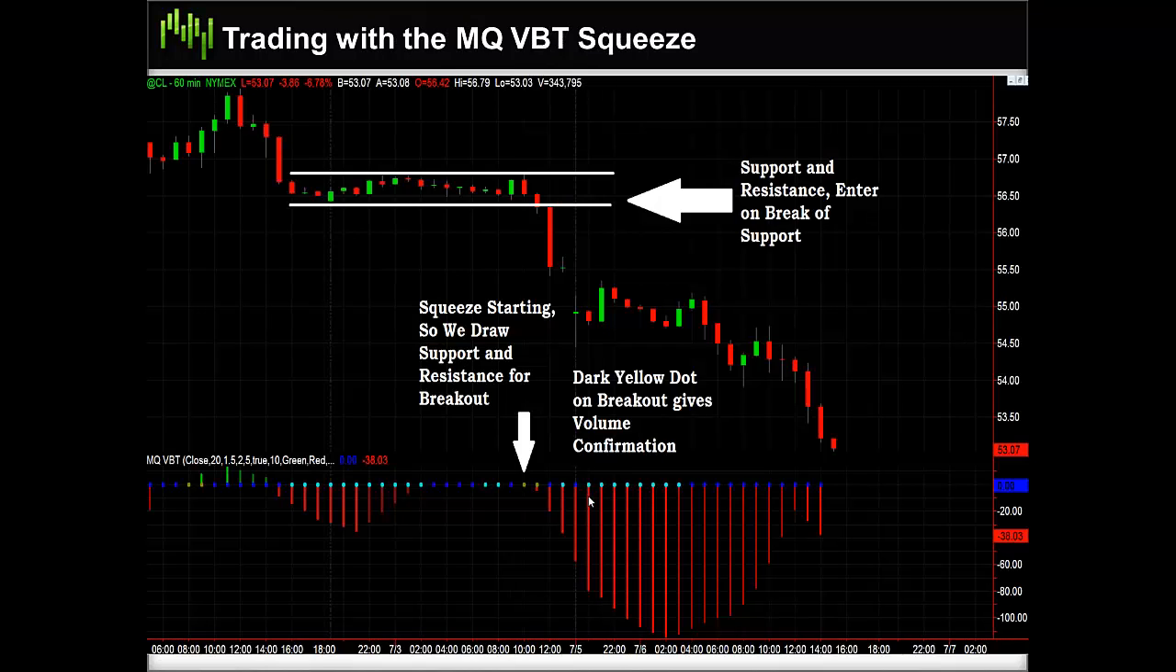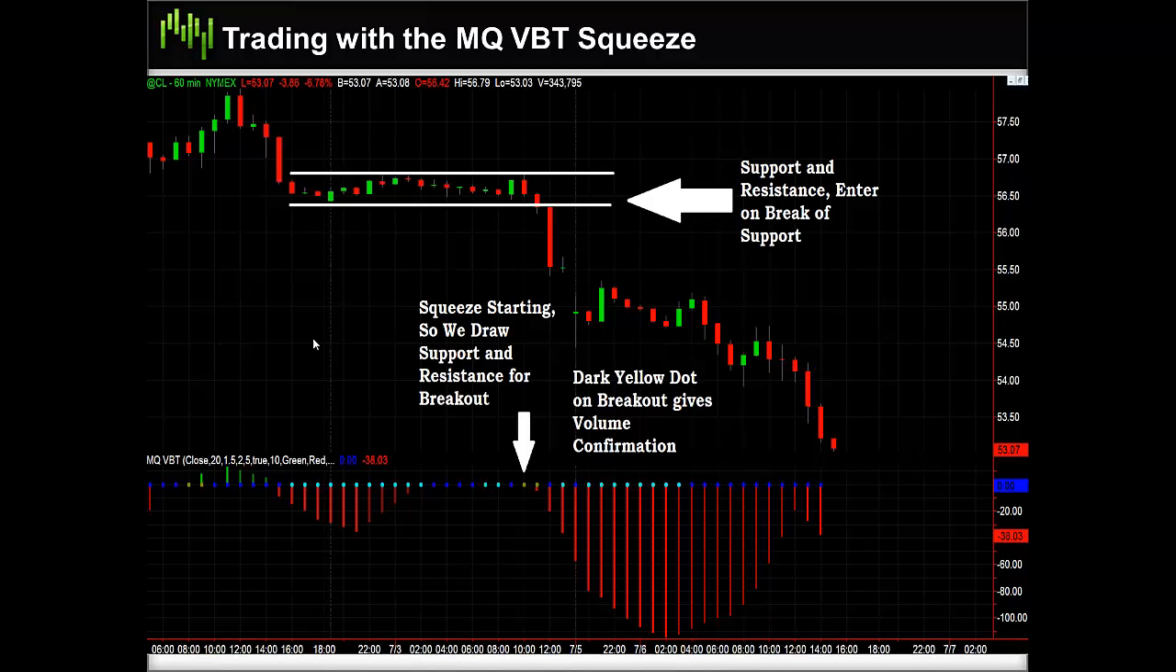This is crude oil on a 60-minute chart. By the way, I'm trying to show you a lot of different time frames. You can look for a consolidation, a period of compression, a squeeze on any time frame you want. My favorite are a 5-minute chart and a 30-minute chart. But if you are a longer term trader looking for bigger moves, look for a larger time frame. If you're a day trader, look at a shorter time frame.